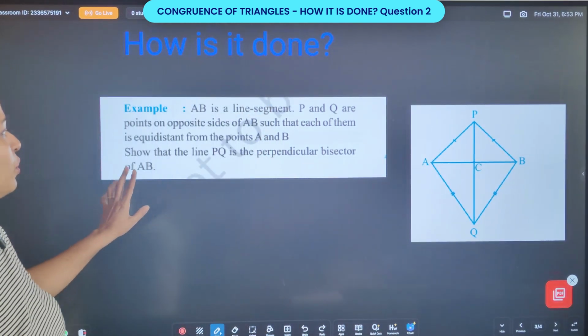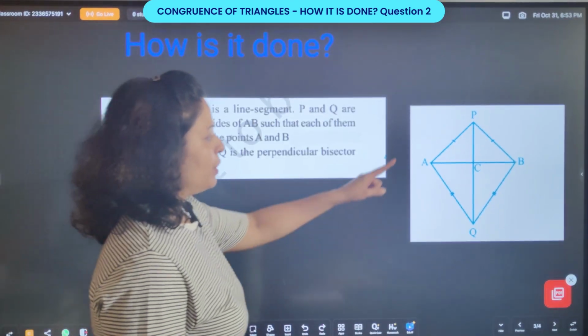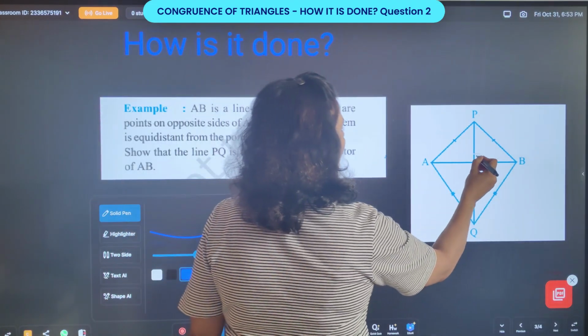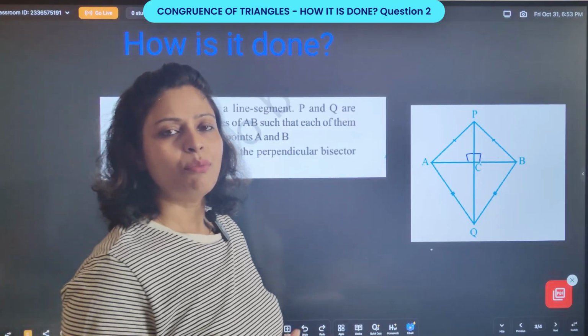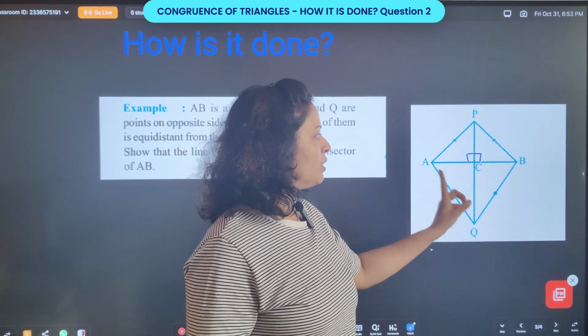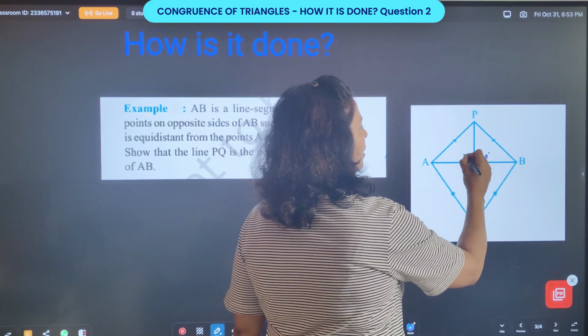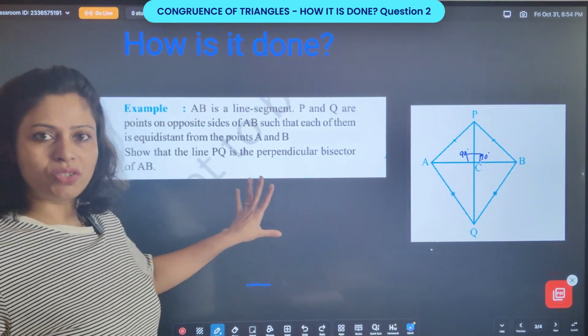You have to show that PQ is the perpendicular bisector of AB. Perpendicular bisectors always make 90 degrees, so basically you have to show this angle to be 90 degrees. This is how the question is given to us.